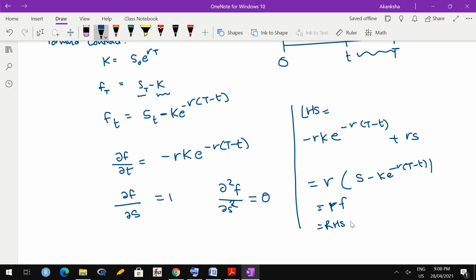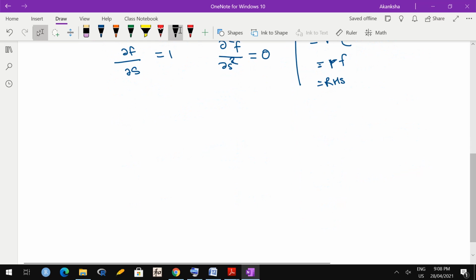Okay, so we have proved that the optimal price for a forward contract or a future contract, because they anyway have the same price, follows this Black-Scholes-Merton differential equation. It satisfies this differential equation. Okay, let us take a couple more examples.